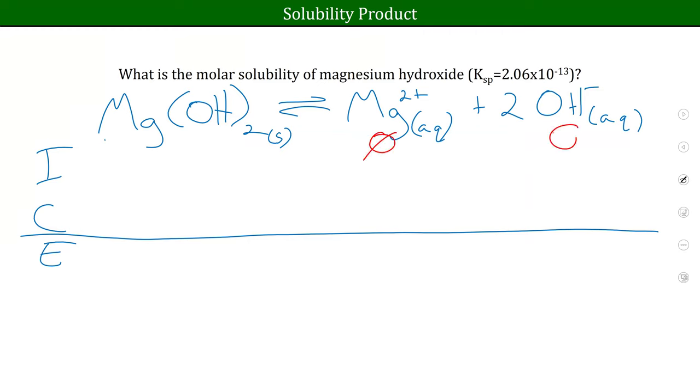So assuming we're starting with no hydroxide and no magnesium, within sig figs, we know if we're in water, there's always some small amount of hydroxide floating around, right? But within sig figs, we're going to say it's zero. What is our change for each of them? Plus X and plus 2X. So at equilibrium, we're going to have an X and a 2X.